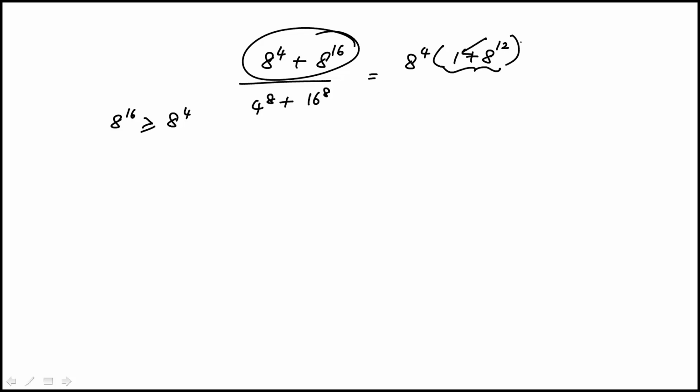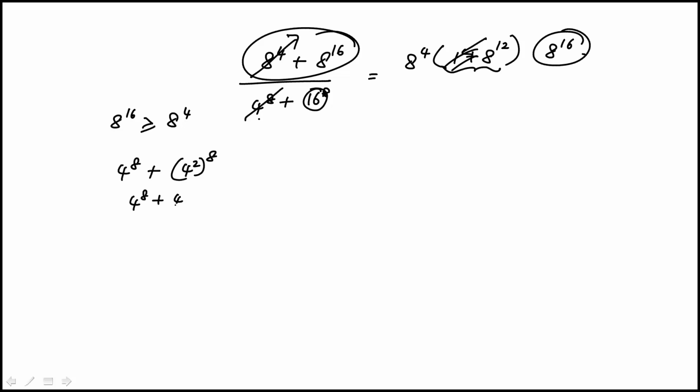You can ignore the 1, and if you remove that, this becomes 8 to the 16, which is the same as dropping that. Same thing here, you can simply drop it, because if you use that same argument, meaning write this as, say, 4 squared, that would be 4 to the 16.